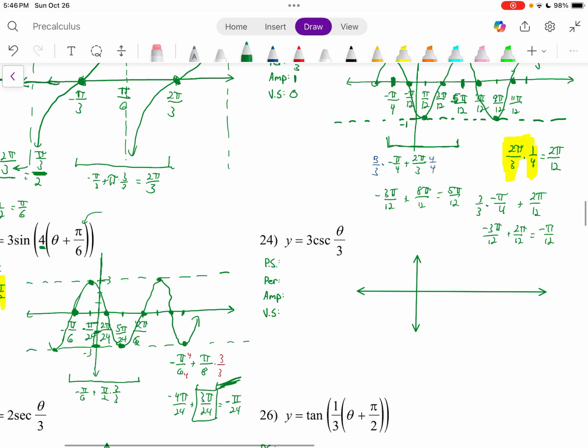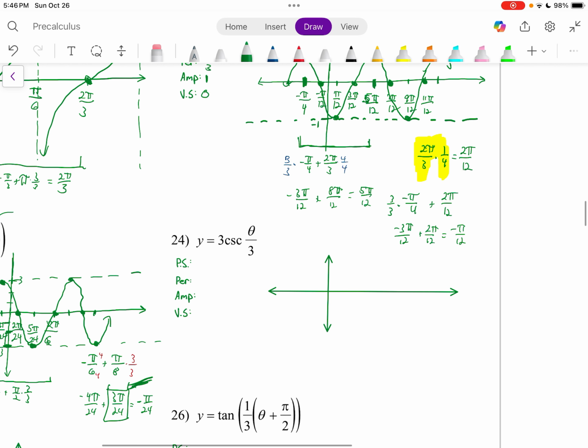All right, moving to 24. 24 actually might be a little simpler. I know it's cosecant, but it does not have a phase shift, so that usually makes it a little bit easier. So no phase shift. So before we do that, remember first, let's do this. We'll put this in blue. First, we're going to graph y equals 3 sine of theta over 3, because sine is the reciprocal of cosecant.